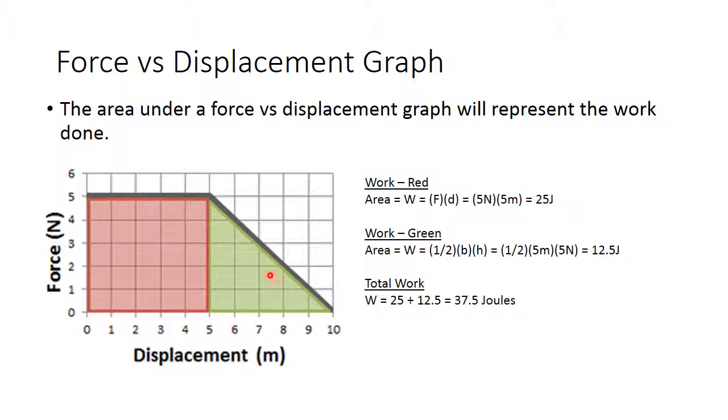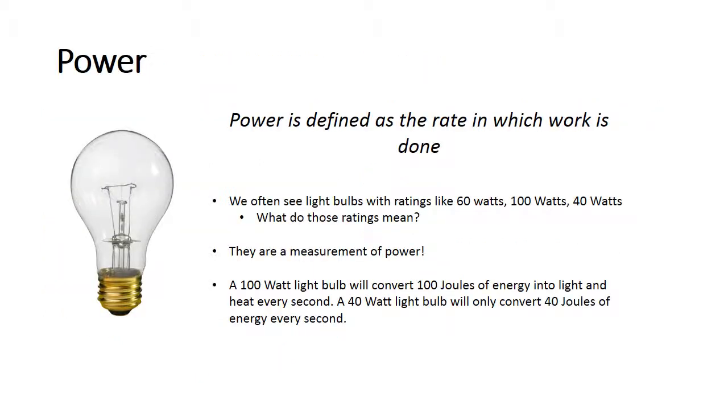If we look at the work done in the green area, we see how this forms a triangle, so the work done will be equal to 1/2 the base times the height. We get a total area or work of 12.5 joules. So the total work underneath this whole entire curve will be equal to 25 plus 12.5, and we get 37.5 joules. Now let's talk about power.